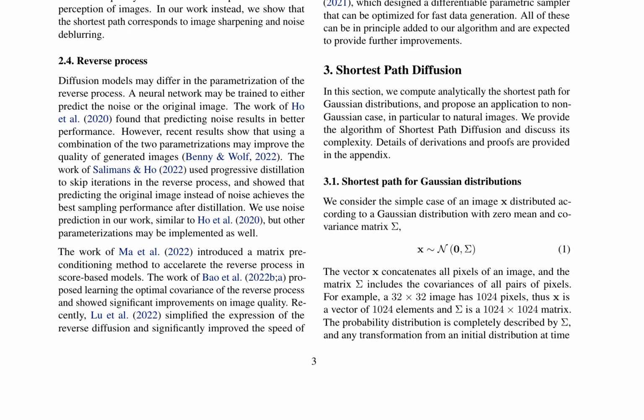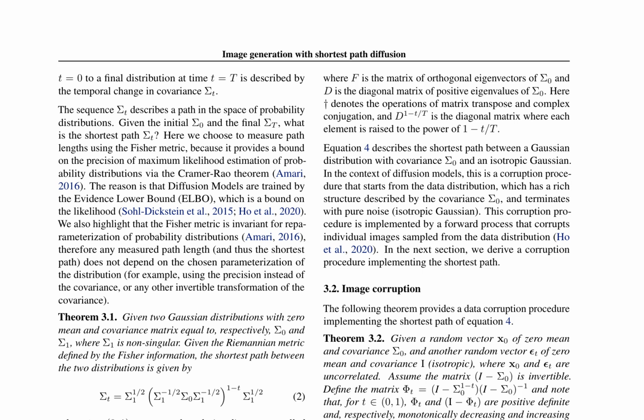The authors derive an analytical solution for the shortest path between Gaussian distributions and propose its application to non-Gaussian cases, particularly to natural images. They provide a discrete time version of the shortest path for numerical purposes and discuss its implementation in the context of diffusion models.